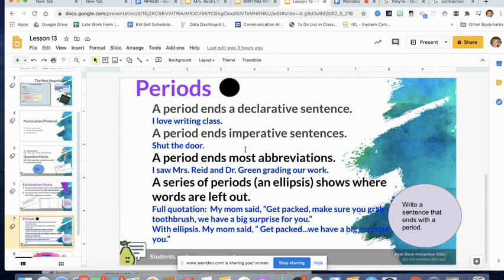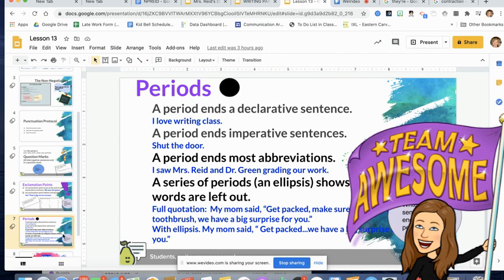So if the full quotation is, my mom said, get packed, make sure you grab your toothbrush. We have a big surprise for you. But as a writer, you don't think that her telling you to grab your toothbrush is important. That's not really the point of your story. You might instead put the ellipsis to indicate that there were more words, but you're just leaving them out. My mom said, get packed, ... We have a big surprise for you. So here on the Pear Deck, you're going to write a sentence that ends with a period.